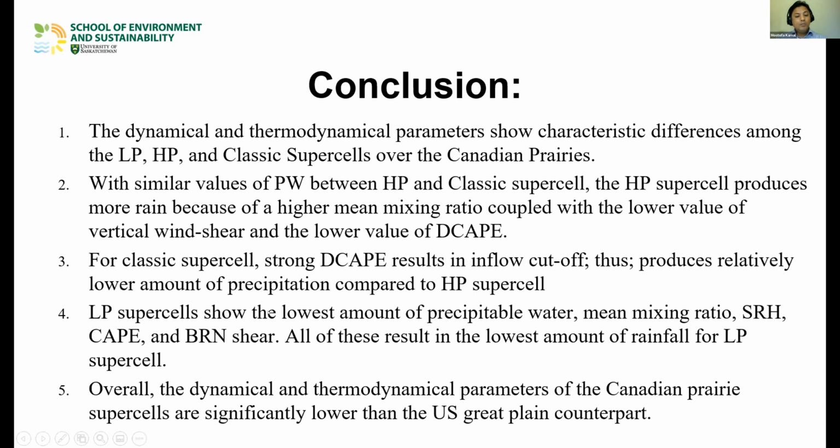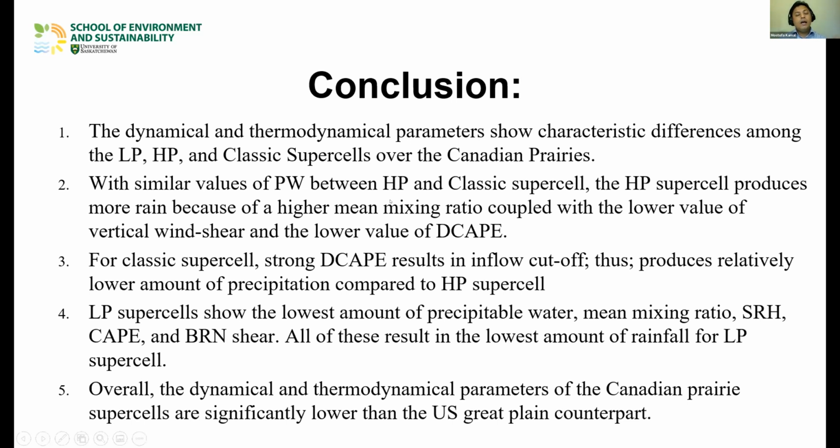And we see that LP supercells show the lowest amount of precipitable water, mixing ratio, storm relative helicity, CAPE, and bulk Richardson number shear. All together, these values are producing an environment that is triggering low precipitation supercells.